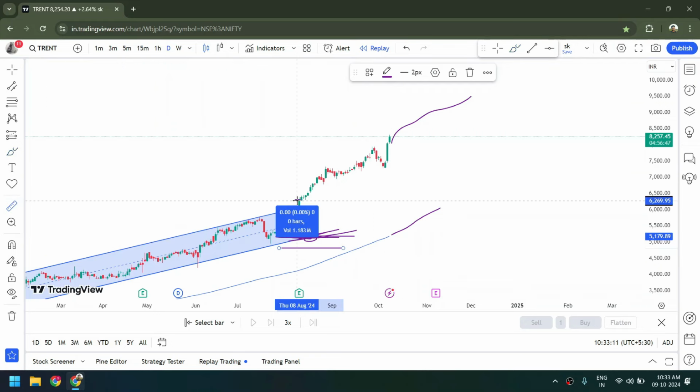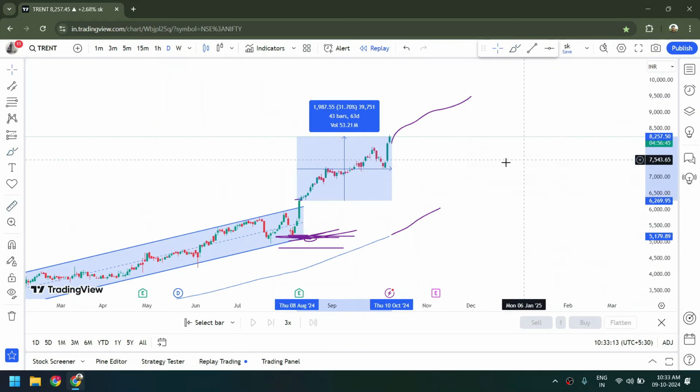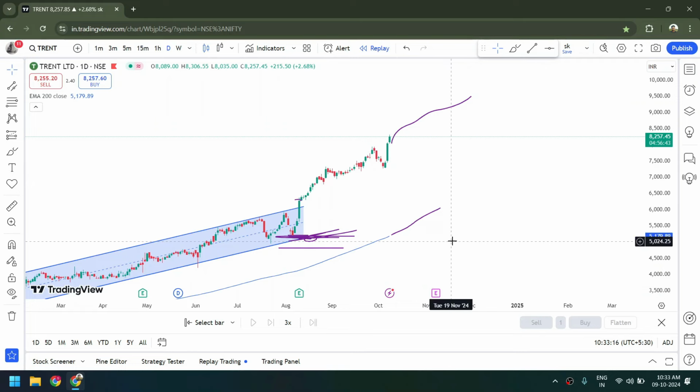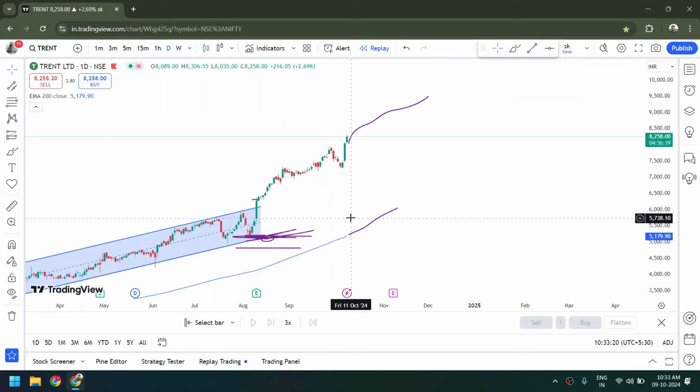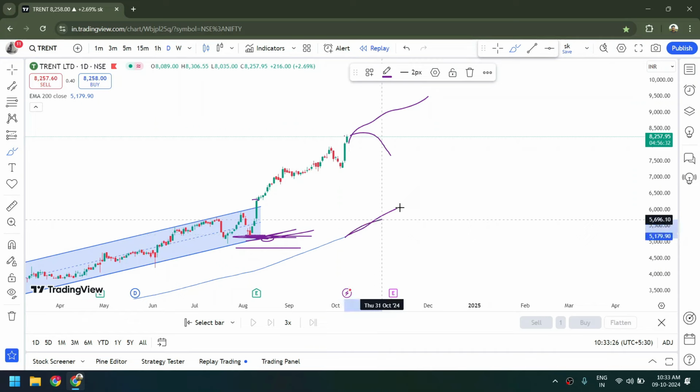Currently, if you see, since our entry, it's giving around 30 percent ROI. So let's see how it goes. I haven't exited the stock, I'm still holding it. I will be exiting when the script turns down, and if it's about to hit the 200 EMA, I will be exiting the stock. But till then, I want to know the maximum potential it can perform.